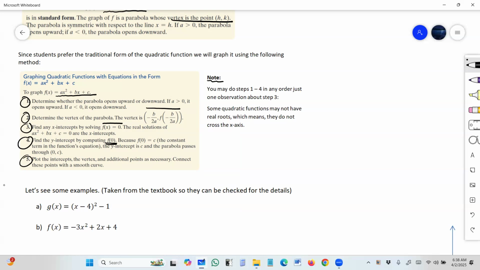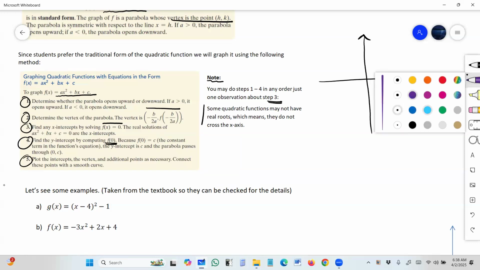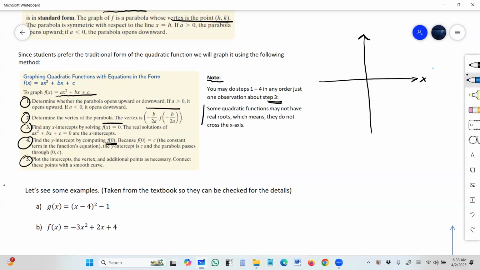And then we'll plot a curve through these points that we find. Okay, so observe the note that I have over here. You can do steps 1 through 4 in any order that you want. However, on step 3, you just have to understand that the quadratic function may not have a root. All right, so let me just review with you real quick what a root is. So if you have a parabola, the parabola either opens up or down, and where it crosses the x-axis, those are the roots.